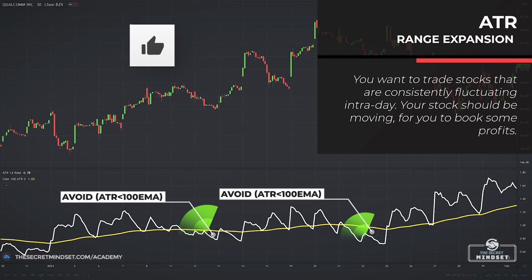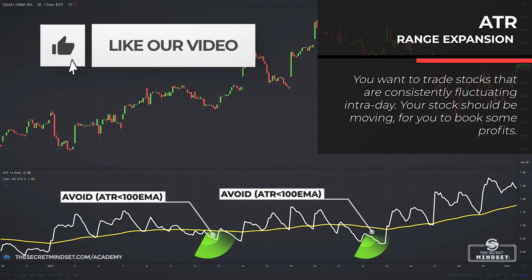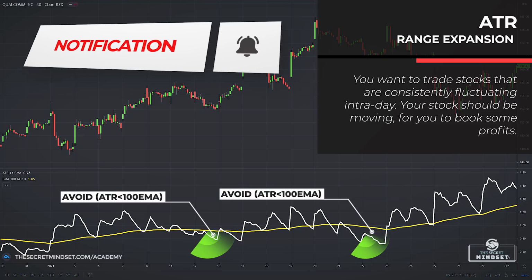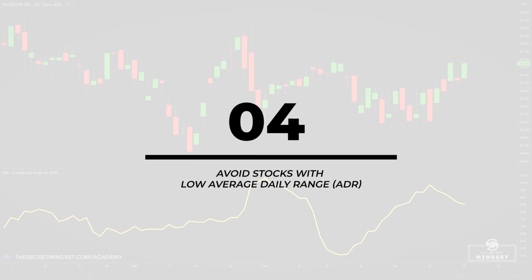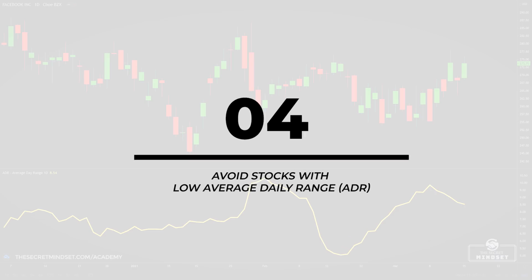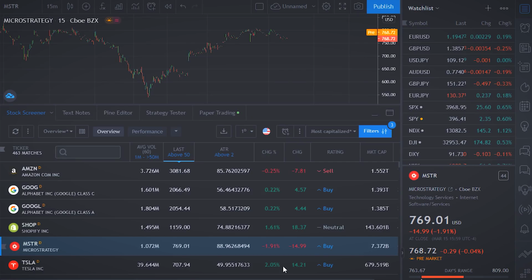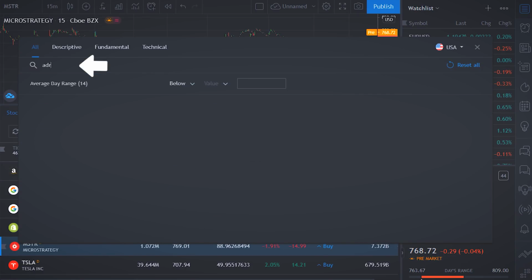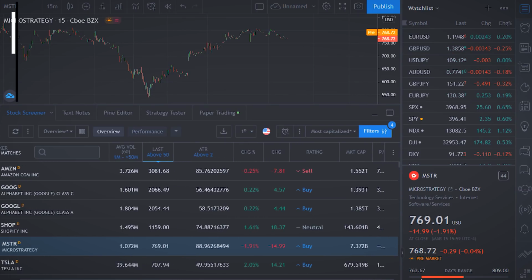For better and faster results, you want a chart pattern that is consistently fluctuating intraday. Your stock should be moving for you to book some profits. The average daily range is another great metric for measuring volatility. Traders want to find stocks that have a high price range, making for more trading opportunities. The idea behind the average daily range is that each market has its own personality when it comes to how far it travels in a single day.